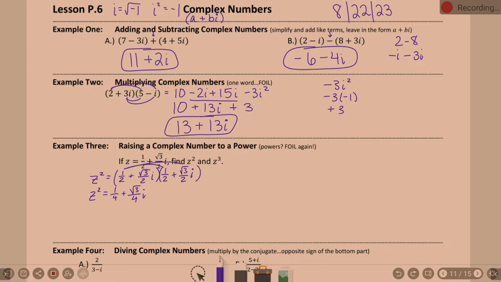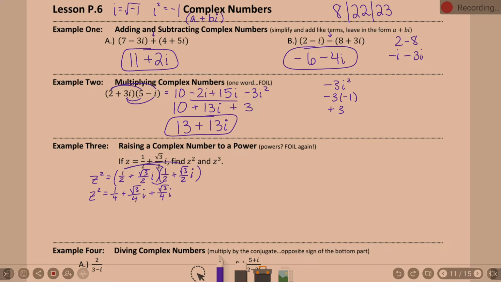Then we're going to do the insides. Square root of 3 over 2I times 1/2. Square root of 3 over 4 times I. Who or what was that? It sounded like a child.